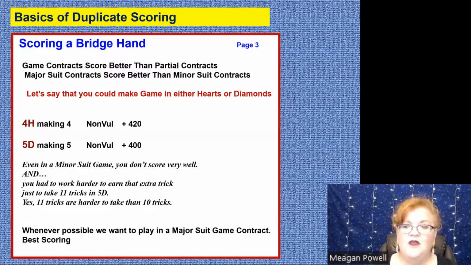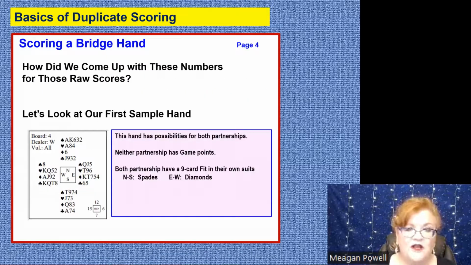So what we're going to do now is we're going to actually calculate raw scores. And I want to start with the hand you have on page 4 in your packet. All right. I want you to start on the first hand you see. And that first hand is labeled hand 4. And you can see it on my screen, right? You see it on my screen.